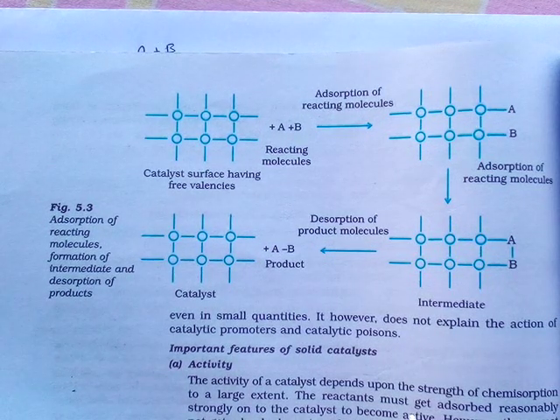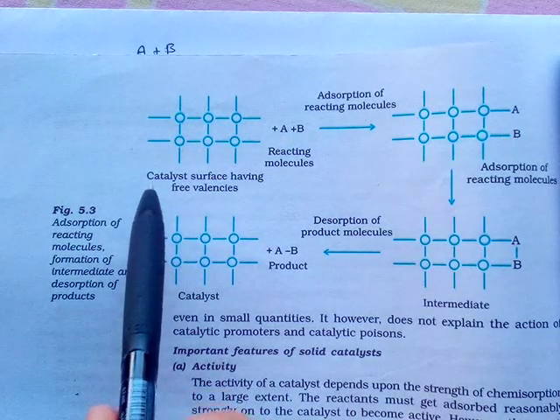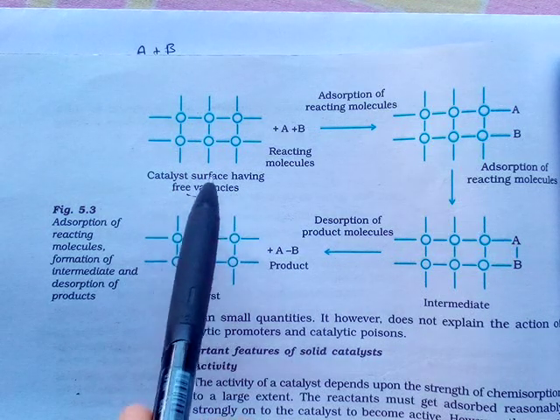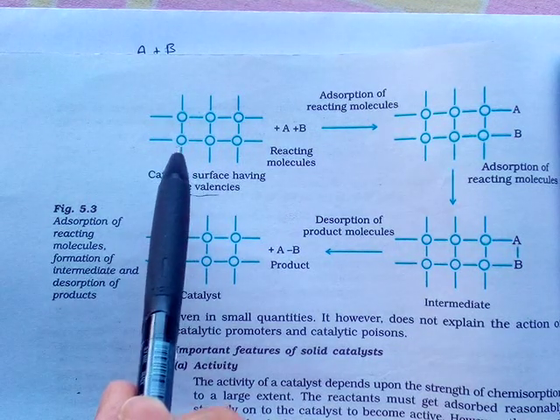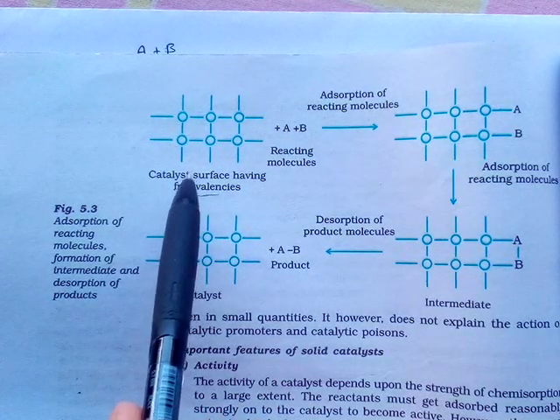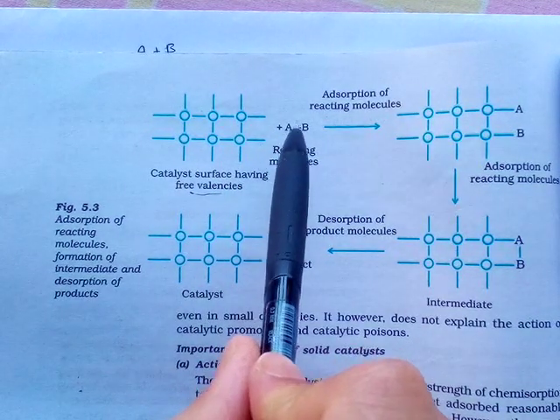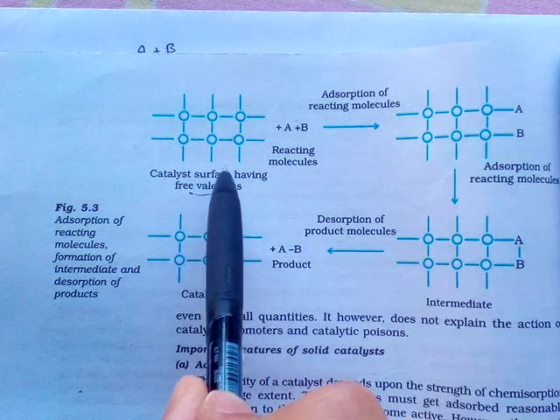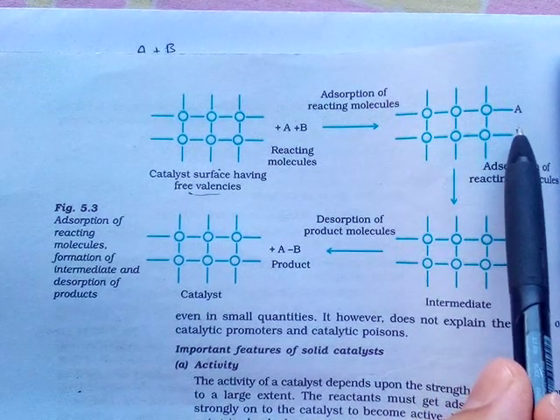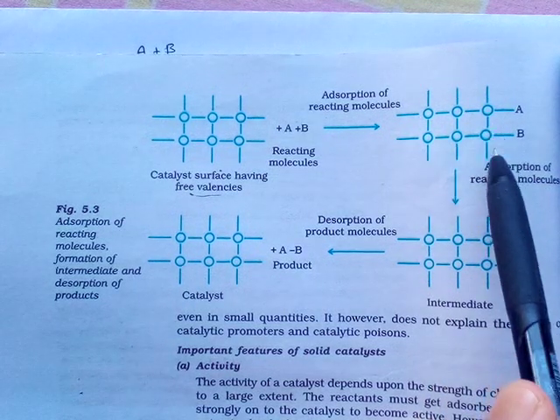A nice diagram is also given in your textbook. You can refer to it. Say this is a catalyst, a surface of the catalyst having free valencies. We have already discussed that the molecules present at the surface are in a state of unrest, they have some surface energy, so they have free valencies. So now the reactants A and B come together and attach to these free valencies. So this is the adsorption of reactants by the catalyst at the surface.